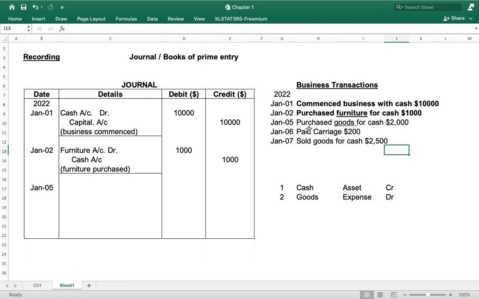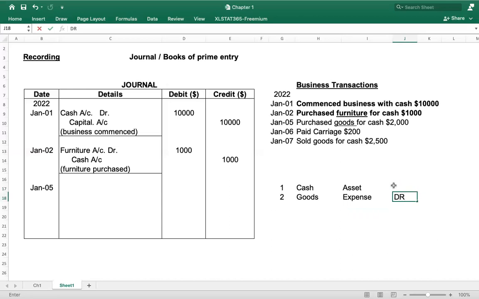So as I am going to sell these goods, these goods are not asset. Goods are considered as what? Expense. Goods will be considered as an expense, right? Now tell me which is increasing, which is decreasing. Cash is decreasing, expense is increasing. Good.